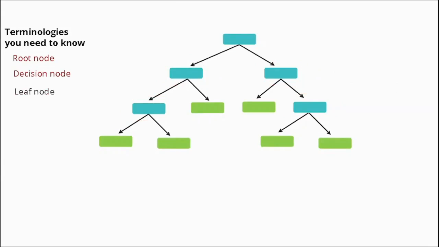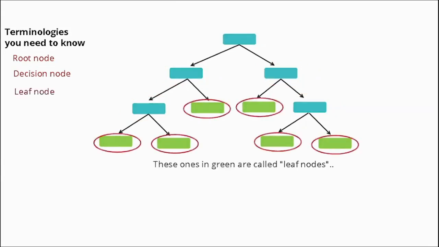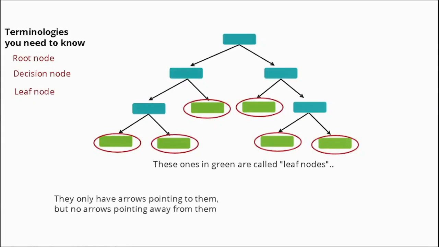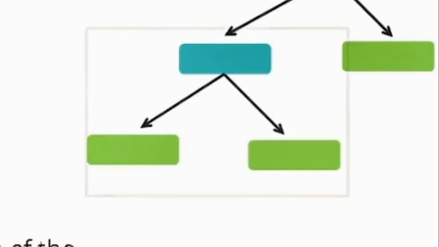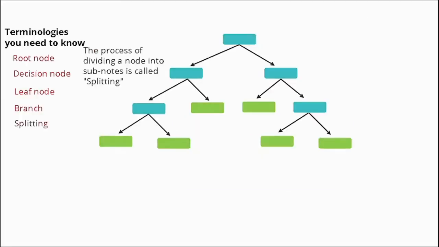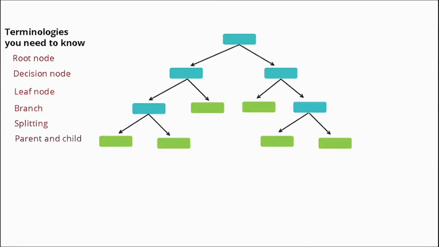A leaf node. These ones in the green are called leaf nodes. They only have arrows pointing to them but no arrows pointing away from them. In other words, leaf nodes are subnodes that cannot be further split into more subnodes. Branch. A subsection of the tree is called a branch. Splitting. The process of dividing a node into further subnodes is called splitting. Parent and child node. Here, this is the parent node and these two are the child nodes.